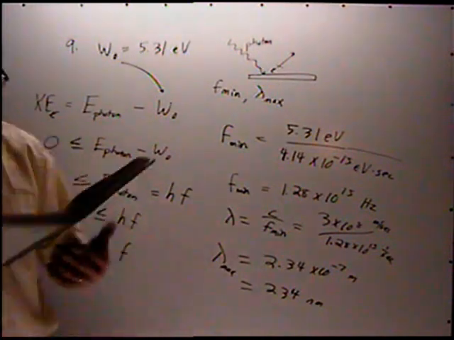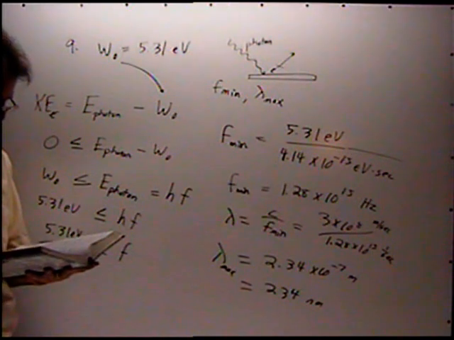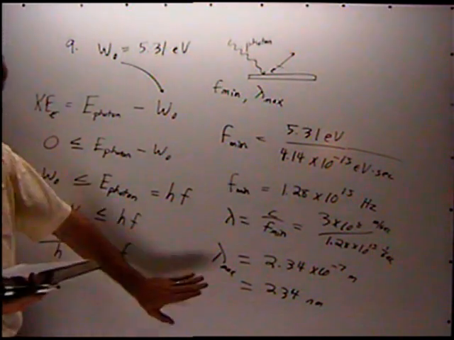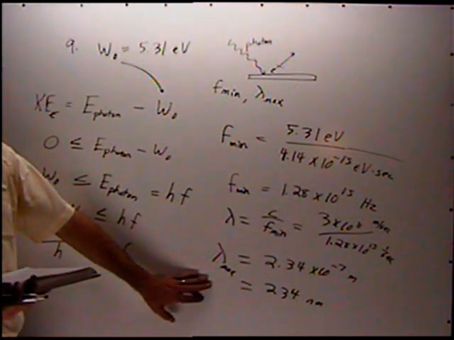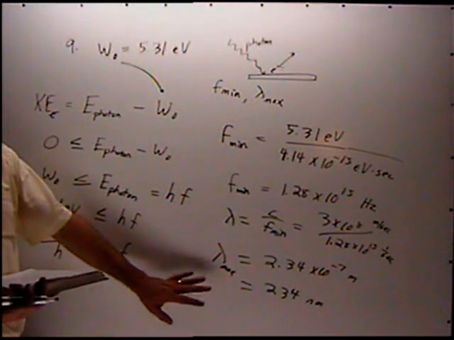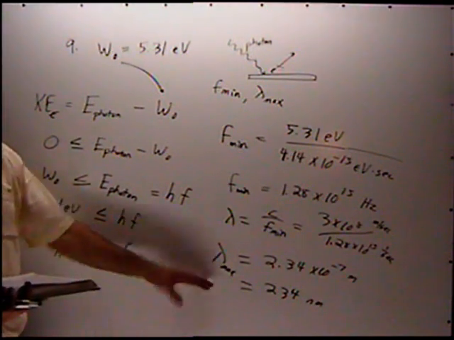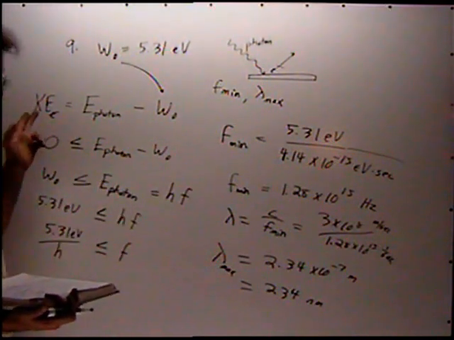Now, it asks a question: if light of a wavelength lower than this is shone on the metal, would electrons be liberated? Certainly they would be liberated. And the electrons would fly off at higher kinetic energy. Okay.